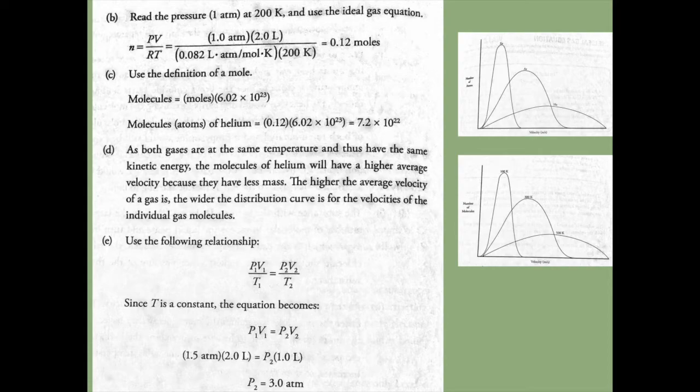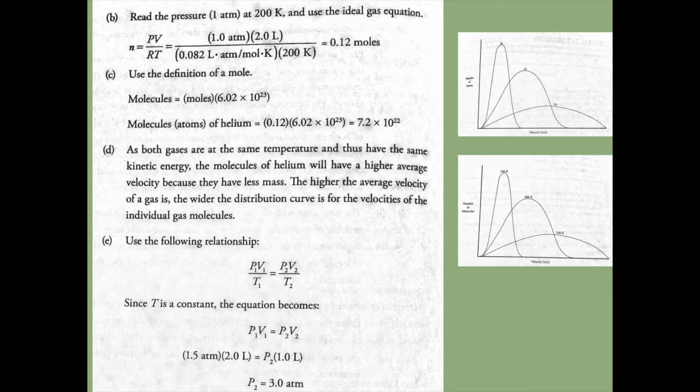So that's B. In C, it says how many molecules are contained. Well, since I figured out 0.12 moles of my helium gas, I can simply multiply that by Avogadro's number and get that into molecules or atoms of helium.